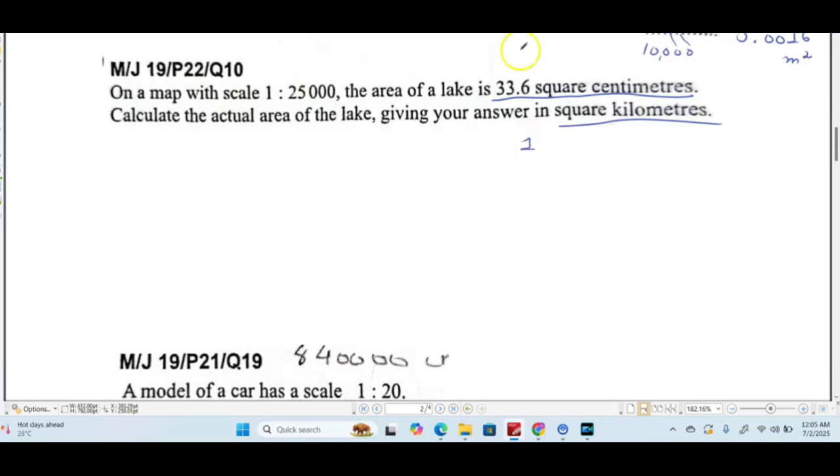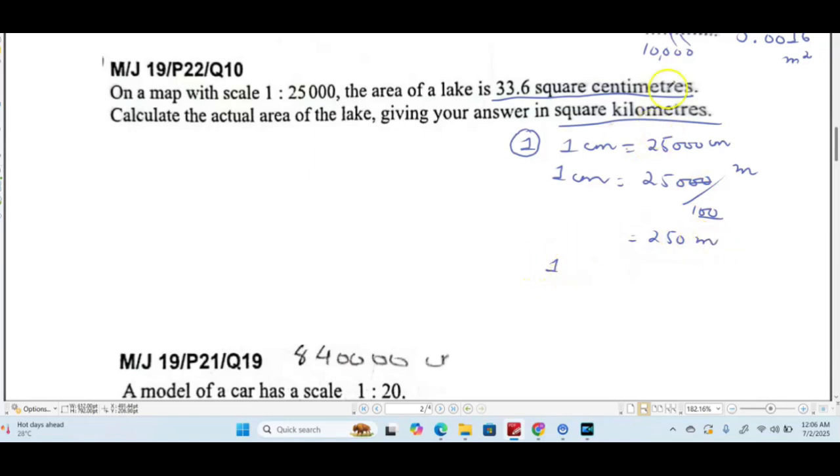So first thing is first, what we need to do is we need to write our scale. We know that 1 centimeter is equal to 25,000 centimeters on the map, right? So we'll progress in the same manner. Okay. So 1 centimeter is equal to 25,000 centimeters. 1 centimeter is equal to 25,000 over 100 meters. So that gives us 250 meters.